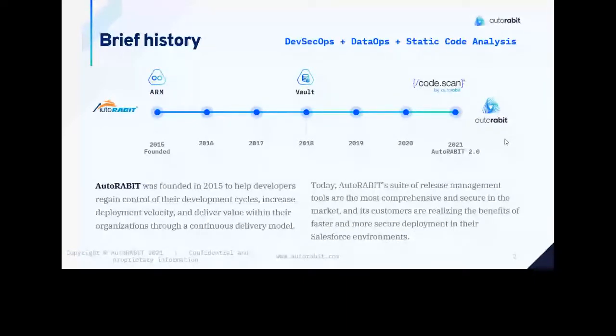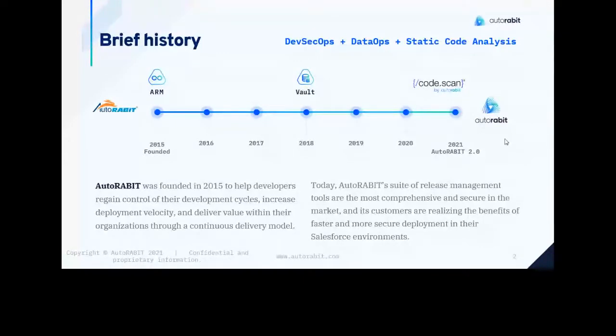Then we moved slowly towards DataOps capabilities. So DevSecOps plus DataOps, where we showcase 360-degree analytics of what's happening, or KPI dashboards of how data behaves, to bring more fairness and transparency to the overall release management and backup and recovery management process.